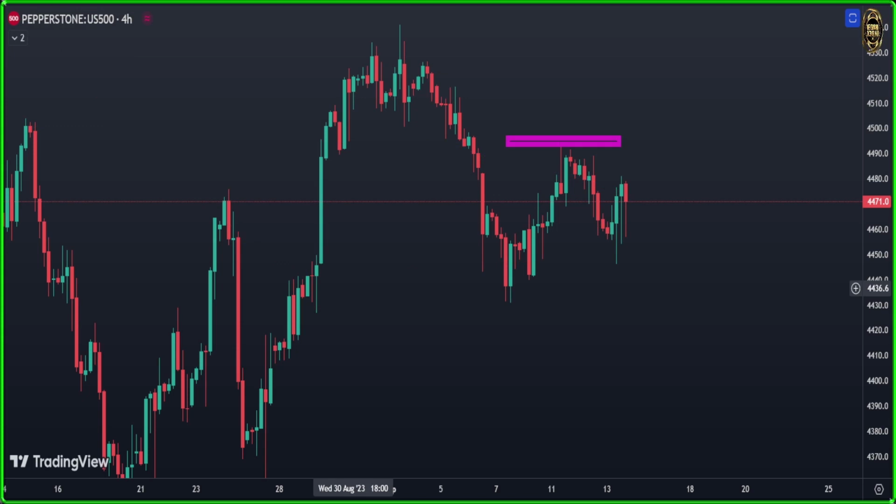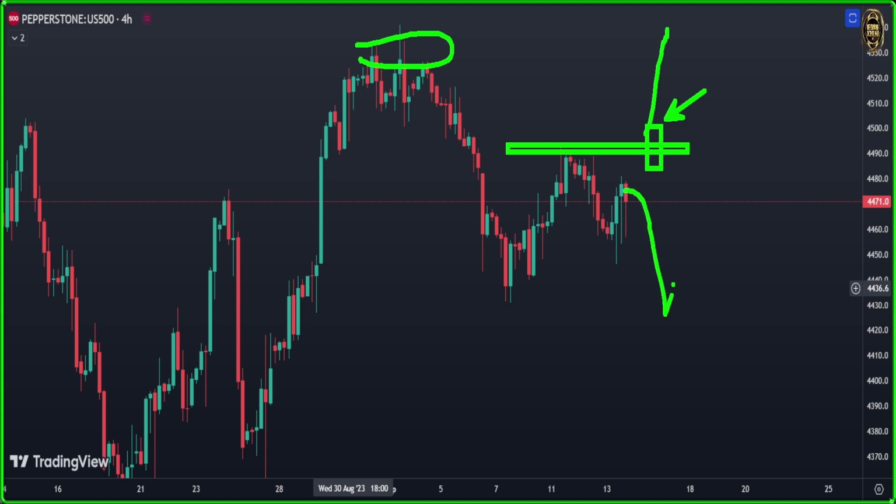You're waiting to see if the market comes and breaks that level here. Yes, then you can enter long, once a candle closes above that line. You can enter more long till the top here. If it doesn't, that means the market is going to fall down.